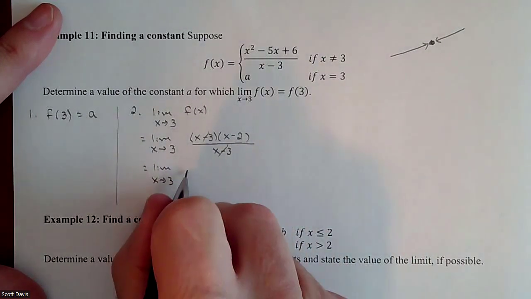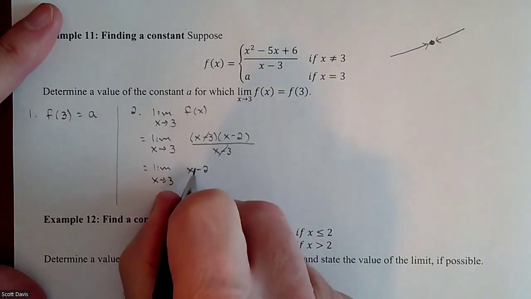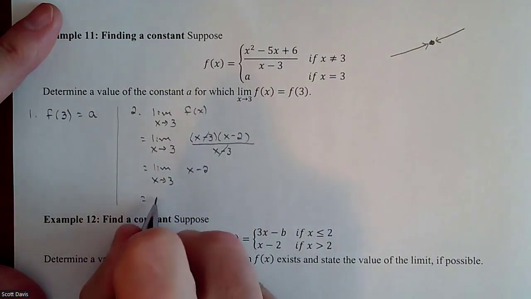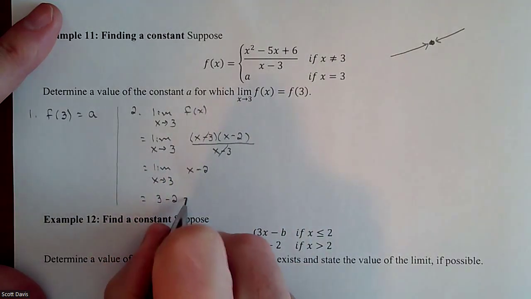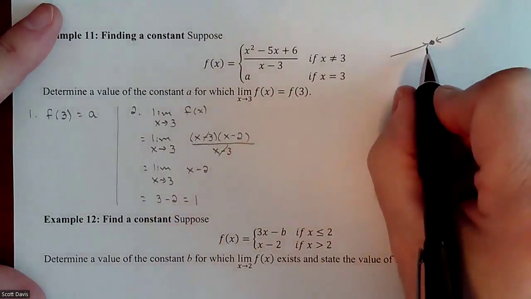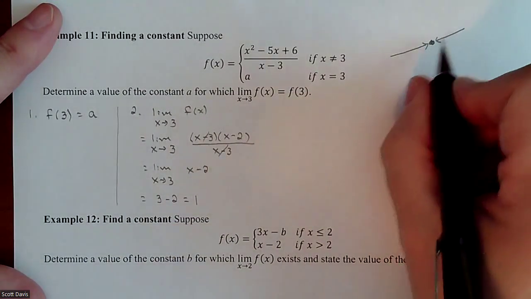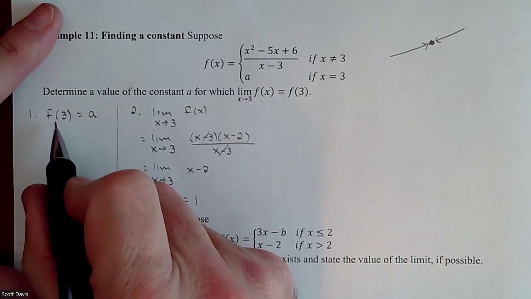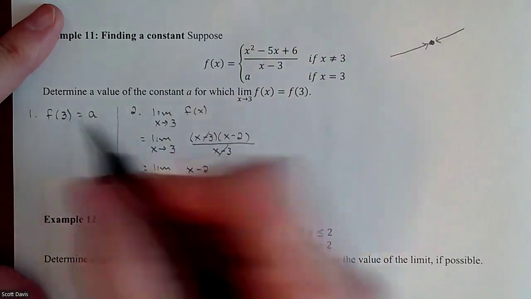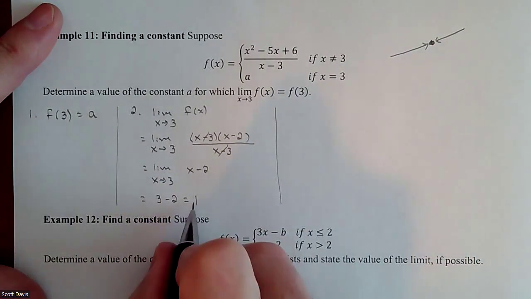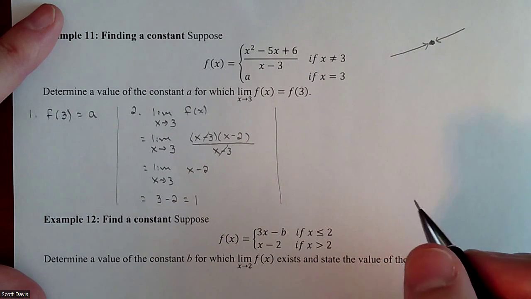We're really just looking at an x minus 2. So now if I plug in x minus 2, we're at 3 minus 2, which is 1. So we're approaching 1 from either side. So what should happen is that when you plug in this value, the only way that that works is that it needs to equal 1.